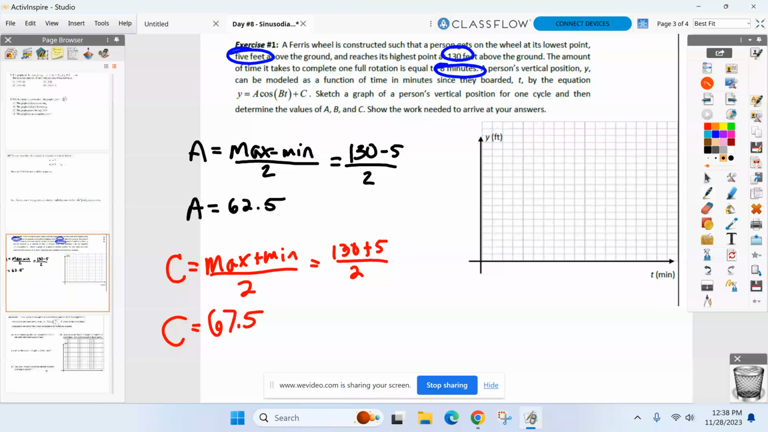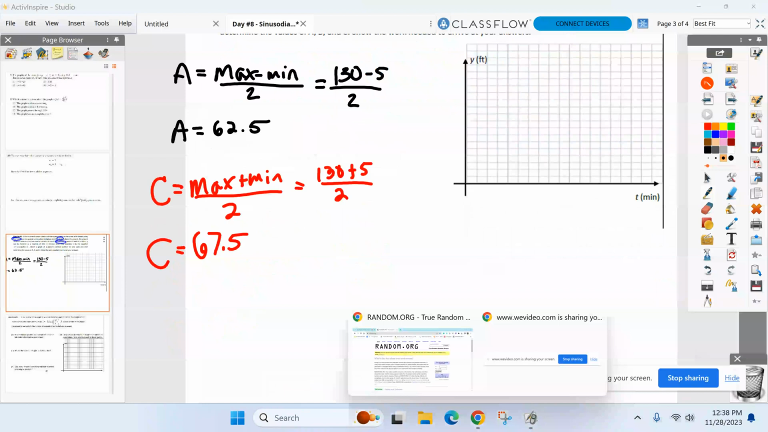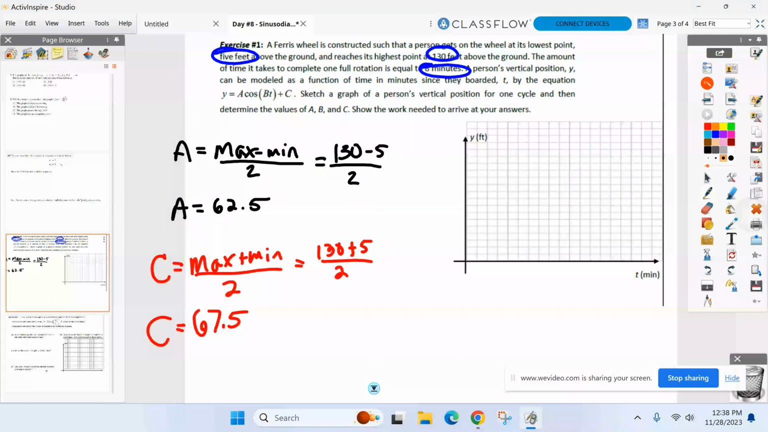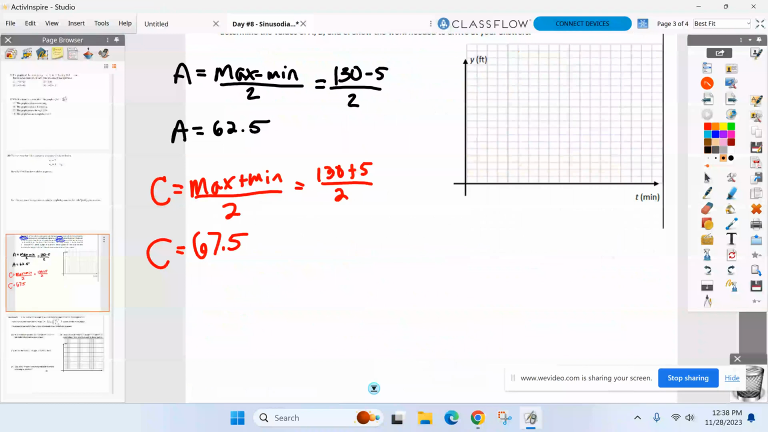All good so far, no issues before we get to the B value. The B value is not 12, but you are going to use 8 to find out what it is. 8 minutes makes one full rotation. So 8 is actually the what in this problem, Isabel? Period, good. So I'm going to use that and say 8 equals 2 pi over B.